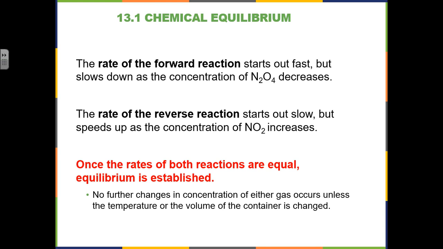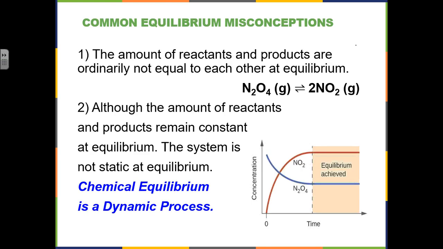And so now we're able to connect the idea of reaction rate and equilibrium. Your rates reach a point where they have leveled off and your concentration doesn't change. Now, when there are no further changes in your concentrations of both the left side and the right side of a reaction, then you have reached equilibrium.